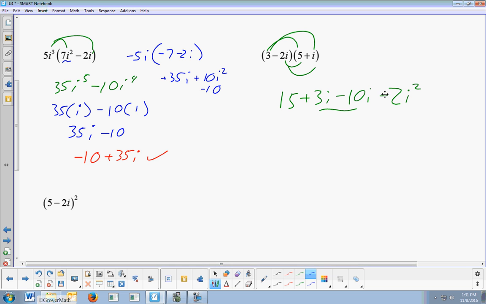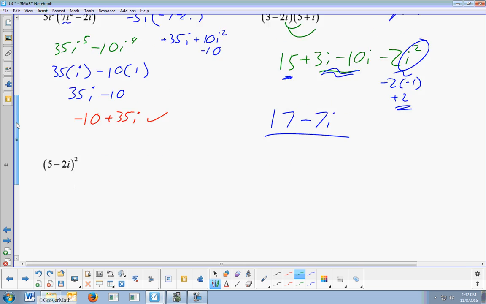And two things: I can combine the like terms here, and I can reduce this term. Remember, the most important thing to remember is that i squared equals negative 1. And so multiply this out, it's really negative 2 times negative 1, which comes out to be positive 2. And then that's a like term with the 15. So in the end, I'll have 17, and then combining like terms in the middle, negative 7i.